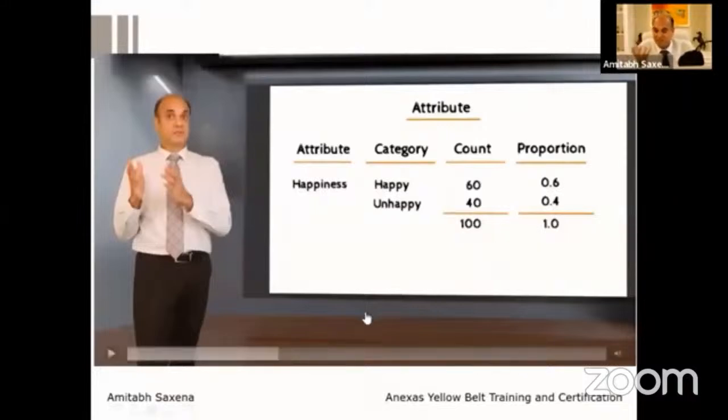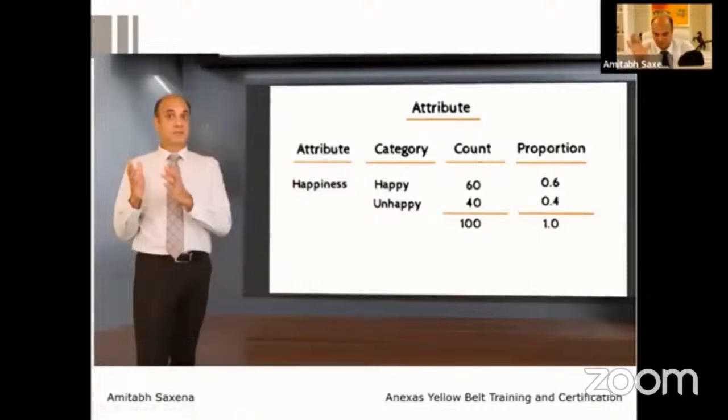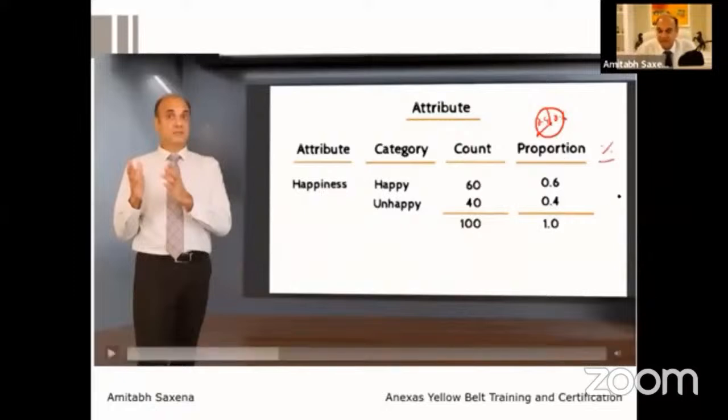So I'll create a proportion. Proportion means portion out of 1. So if the circle is 1, the portions are 0.6 and 0.4. In statistics, we always use proportion. We never use percentage. But most of the world is habitual of using percentage. So you can even express this in percentage.